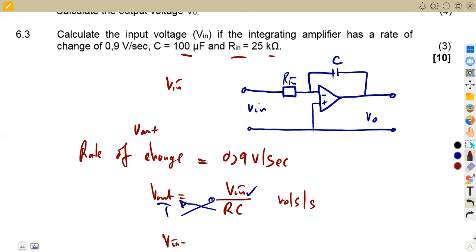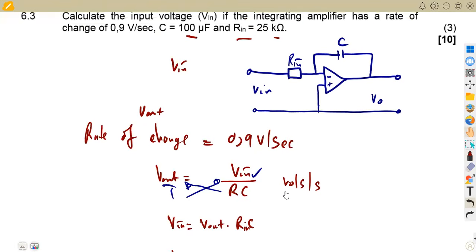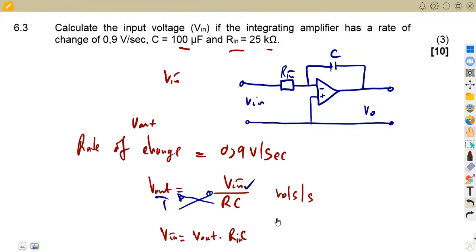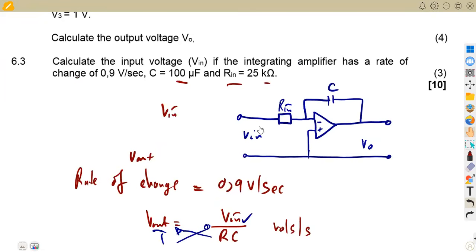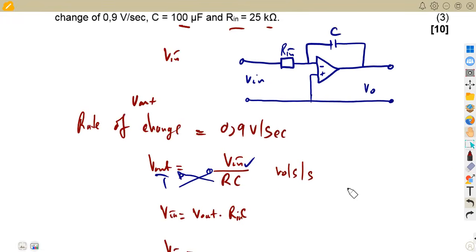So our V in is going to be V out, which is the rate of change, times RC, which is R in and the capacitor there. So I think we can make this the subject, and you can substitute everything according to what you understand. If you understand the idea of substituting directly, that is fine. You can do that. But if you understand making the subject, you can make it the subject, which is fine. So we need V in, and we've got V out, which is the rate of change of 0.9.